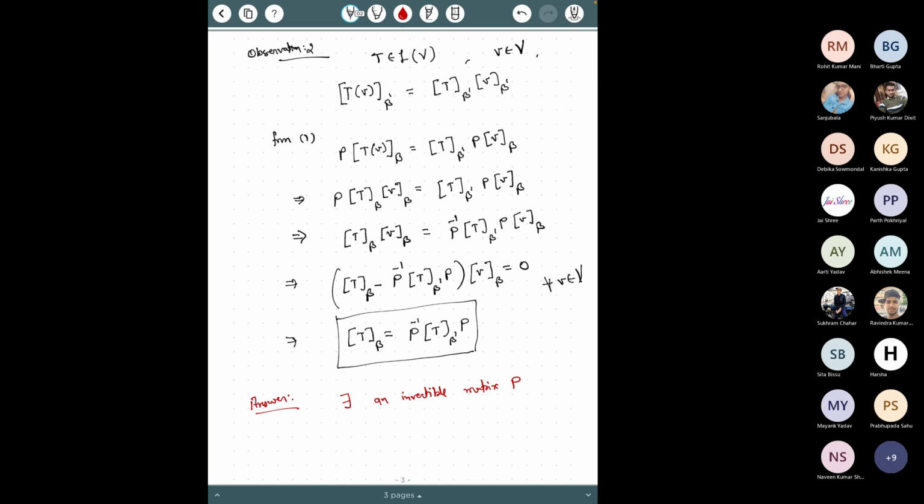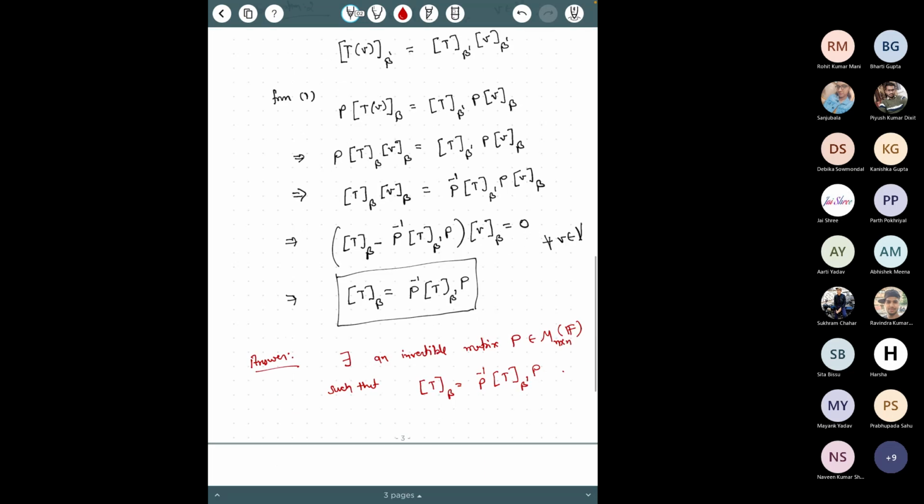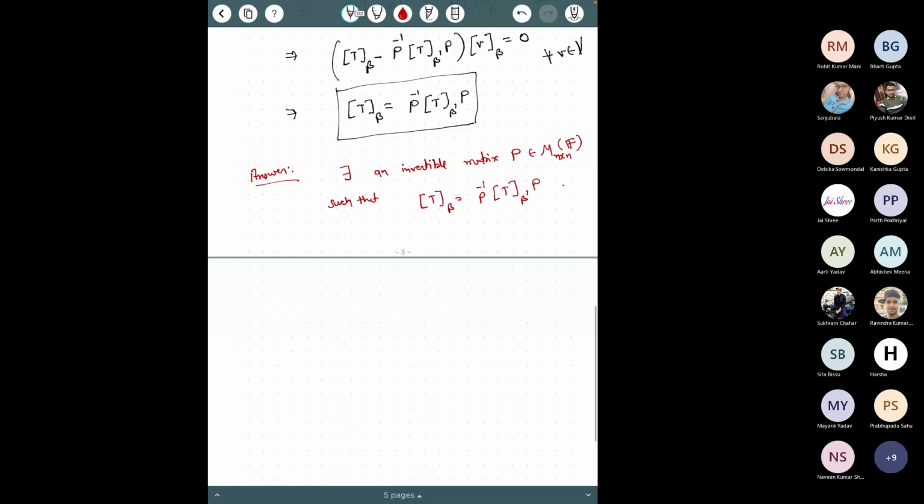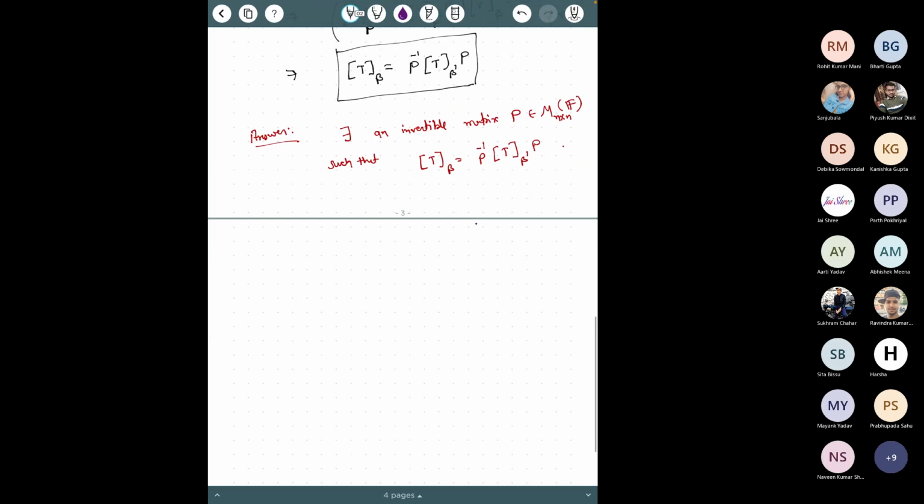So there exists an invertible matrix P of size n cross n such that the matrix of T with respect to B is similar to the matrix of T with respect to B dash via this matrix P. This is the answer. So these two matrices are similar. Before I proceed further, let me recall, for others who do not know, what similar matrices are. Let me define this here so that you can recall.